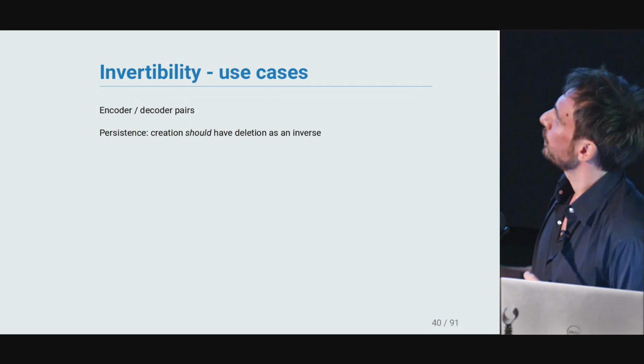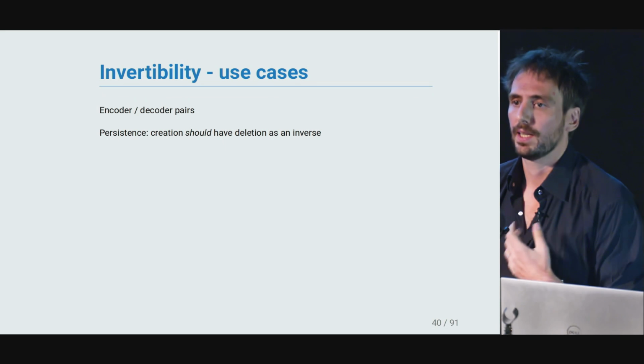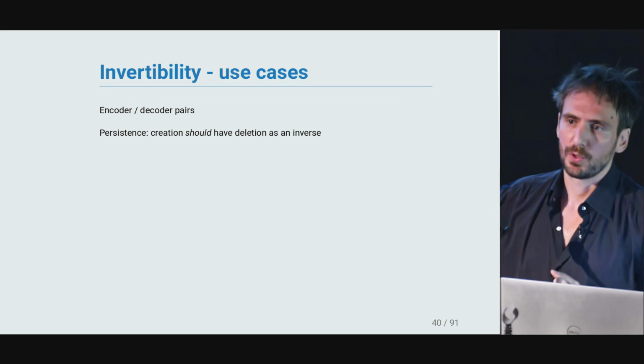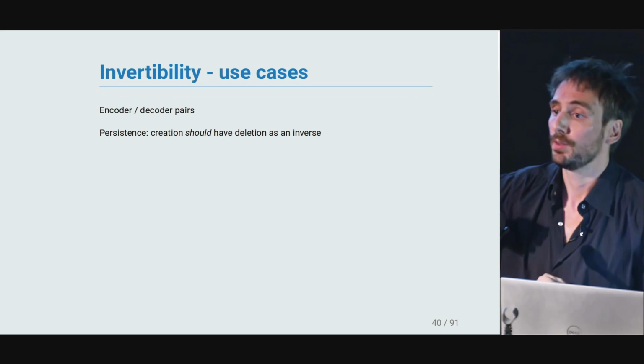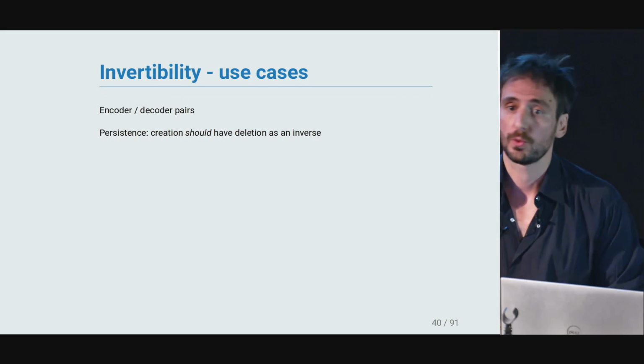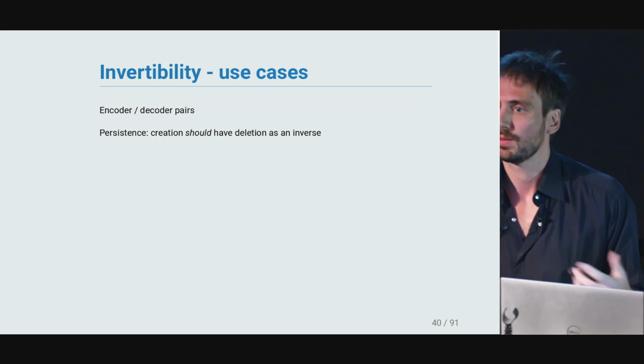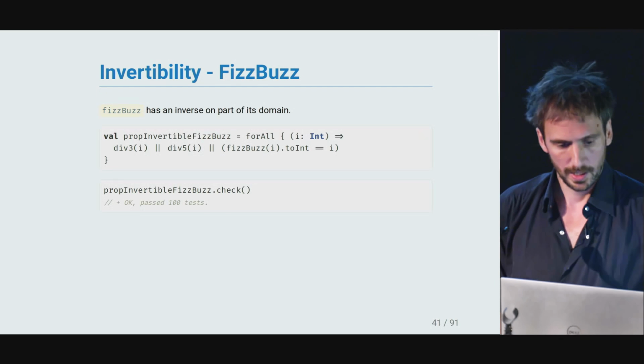It's also useful for database testing, for example, or anything that has a state, where when you create something, well, creation has an inverse, which is called deletion. So when you create something and you delete it, the system should be in the initial state. So it could be a property that you might be able to use sometime.